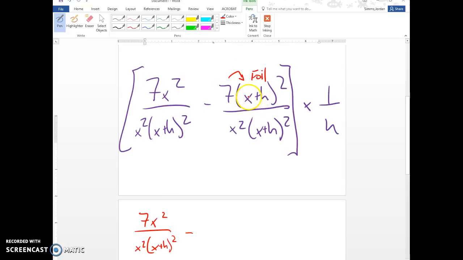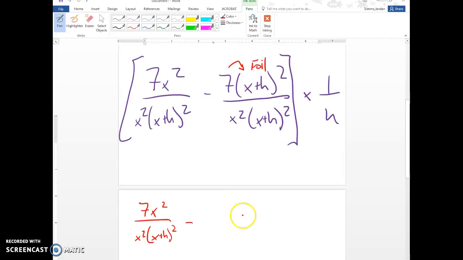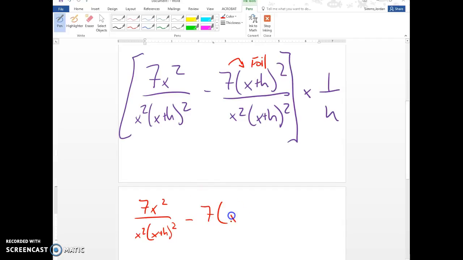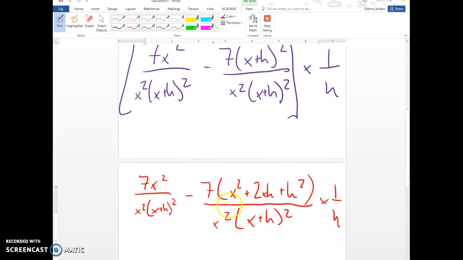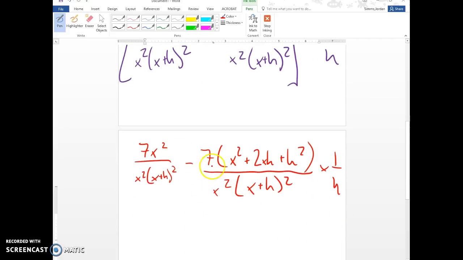x squared plus 2xh plus h squared, right? So it's going to be 7 times x squared plus 2xh plus h squared. Or hx, I guess, would be the technical way, but that's the way she goes here. Times 1 over h. Okay, so now let's distribute that, and we'll combine some like terms.